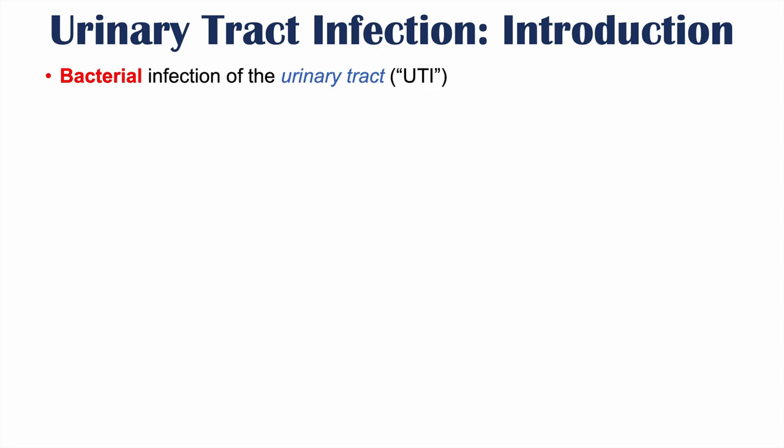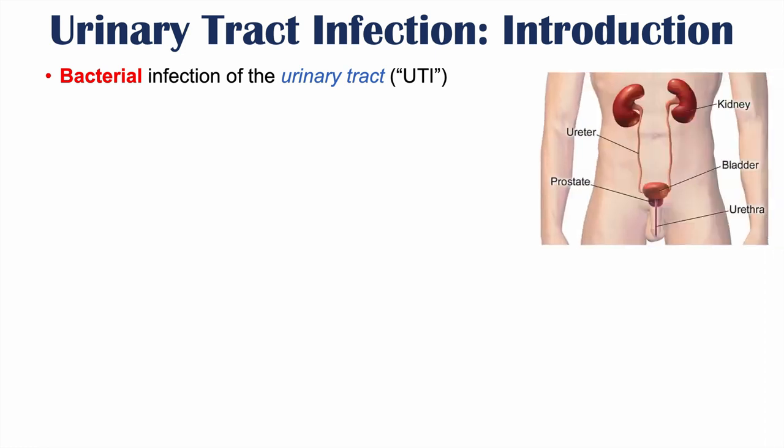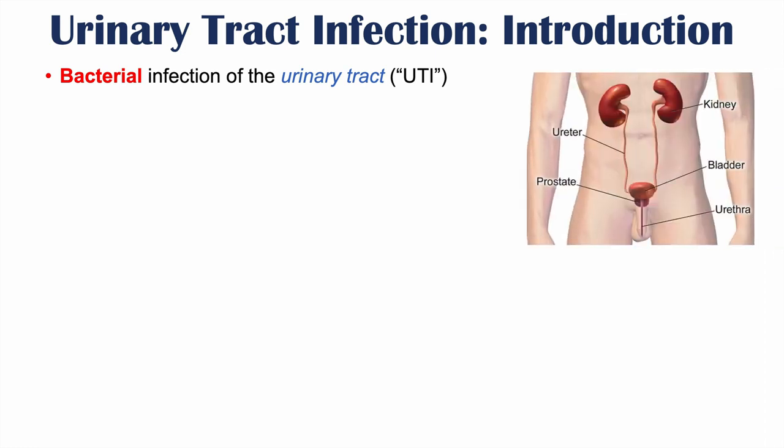It is the majority of the time a bacterial infection of the urinary tract, and we call it a UTI. So here is the urinary tract, here are the kidneys, the ureters that lead down to the bladder, and then the urine goes out through the urethra. And what happens is bacteria can enter into the urethra, climb the urethra, and get into the bladder, causing an infection of the bladder, or what we call cystitis. This is a common, simple urinary tract infection.